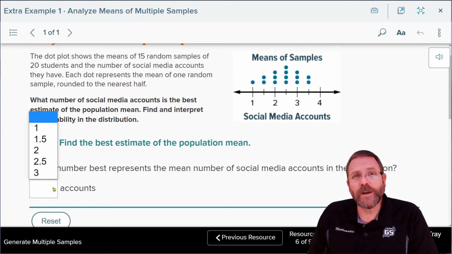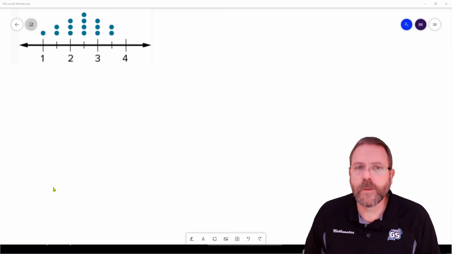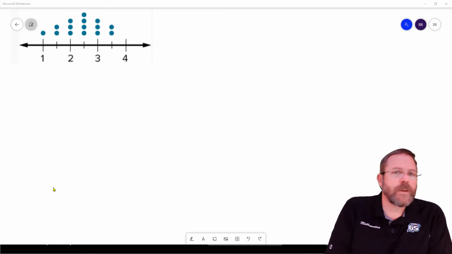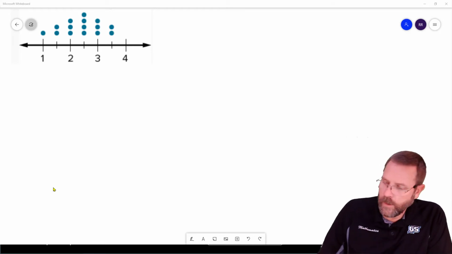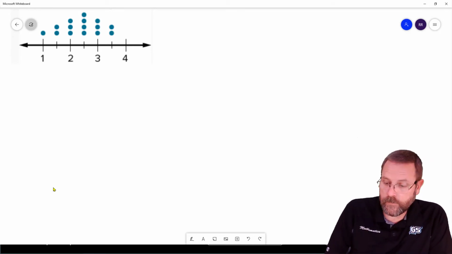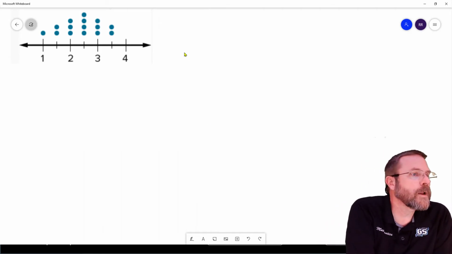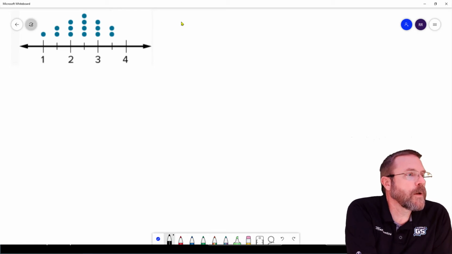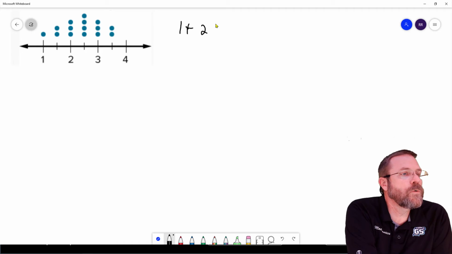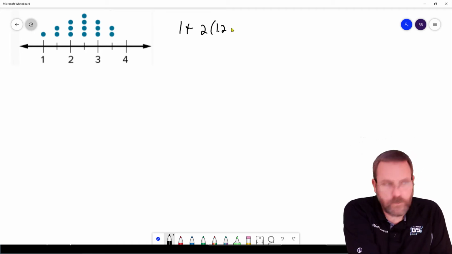That means we're going to need to do some math. The first thing we need to figure out is what each of those numbers is going to be. So I'm going to take an average amount. There we go, I think I got it all fixed now. Get my pen going. I have 1 plus 2 times 1.5. Oh, that's a 2, not a 5.